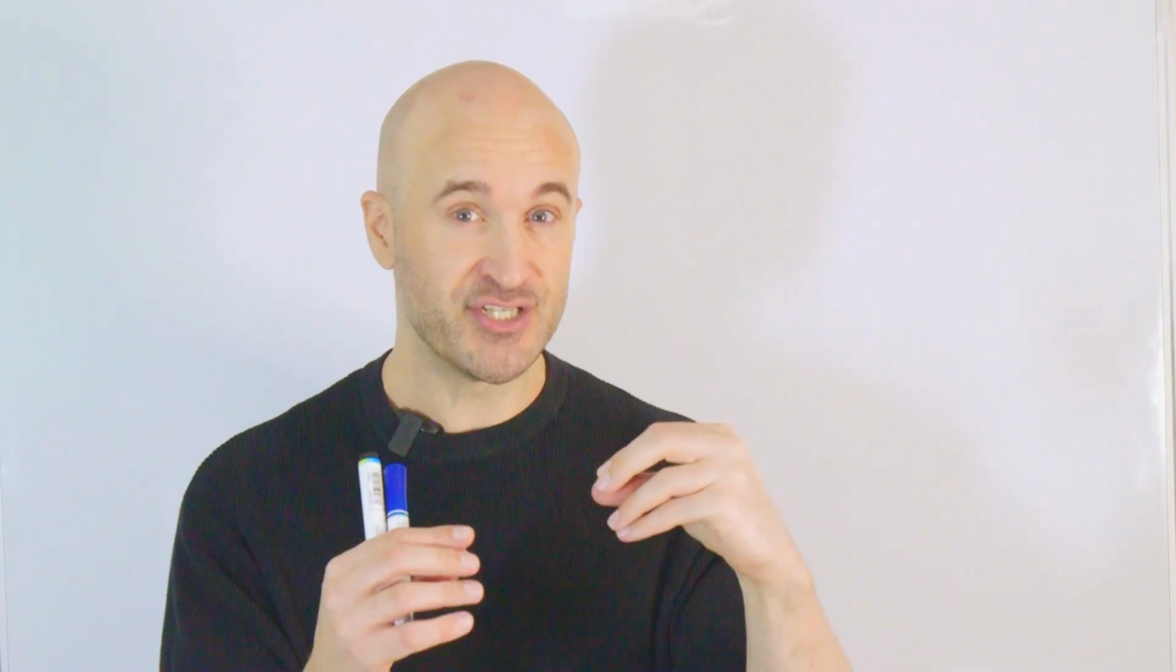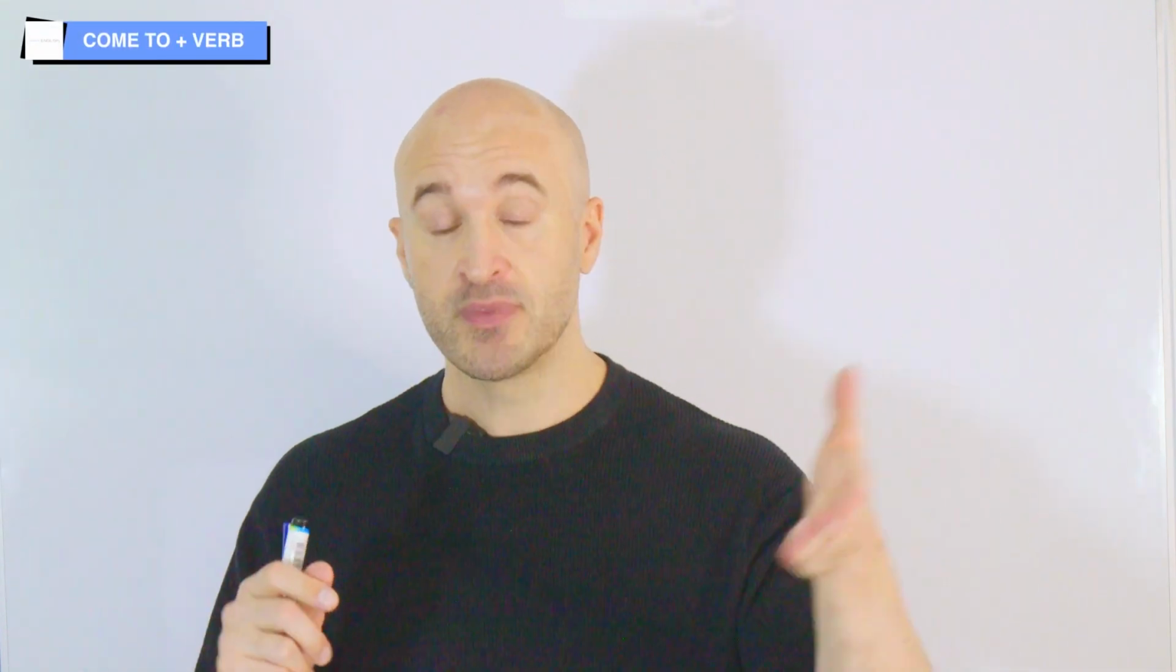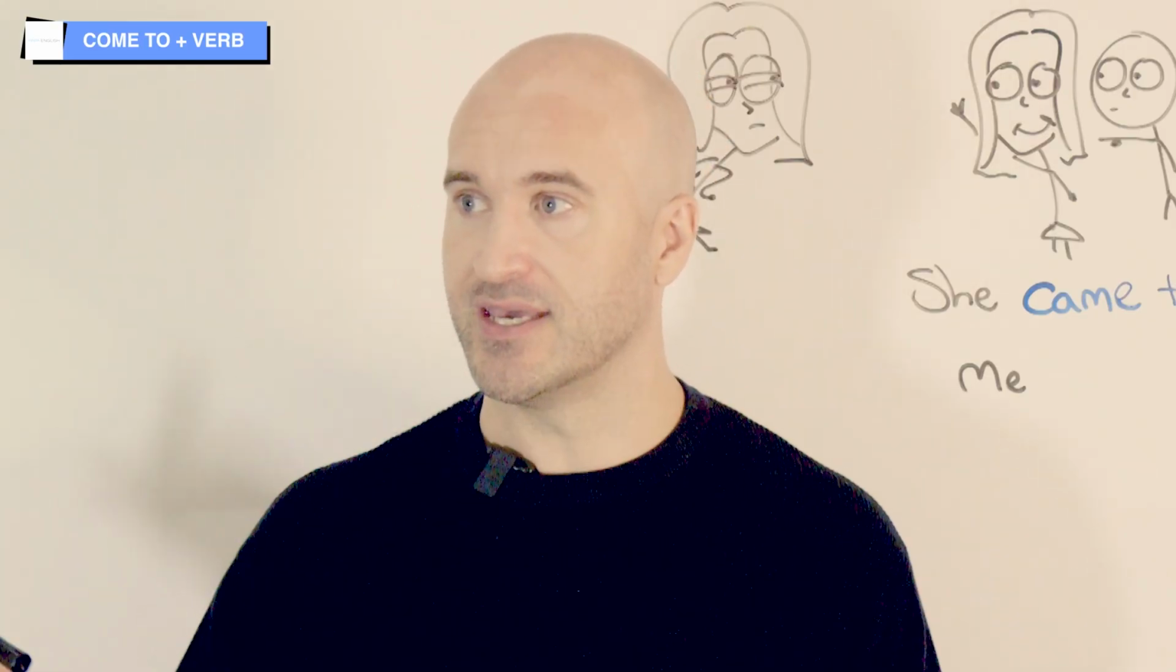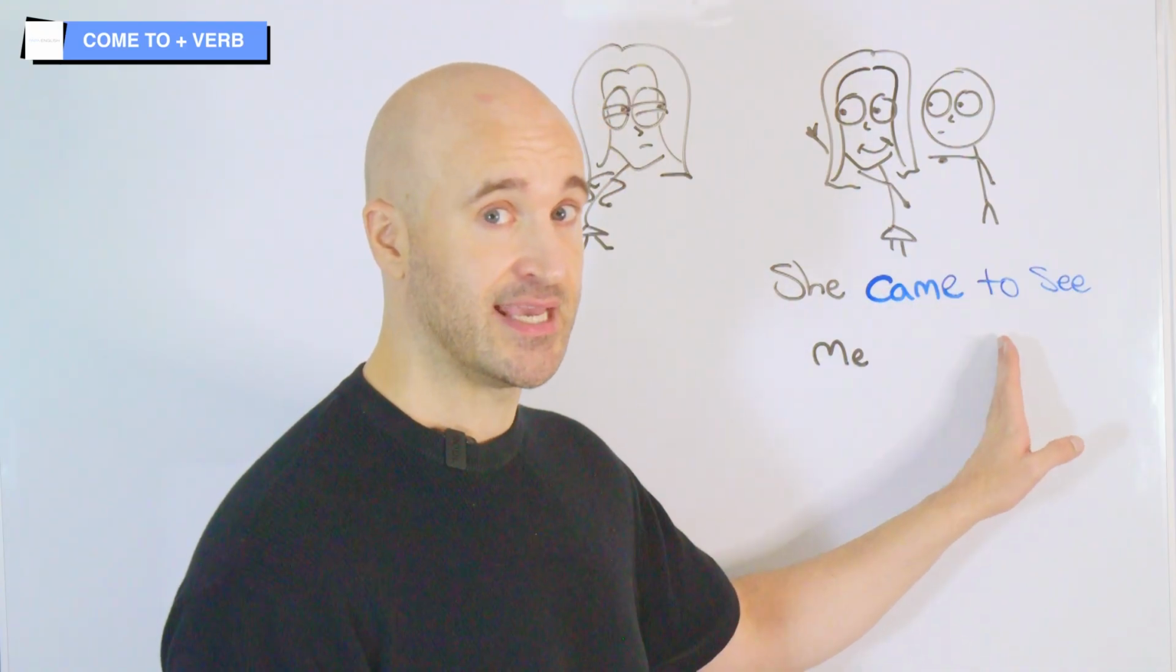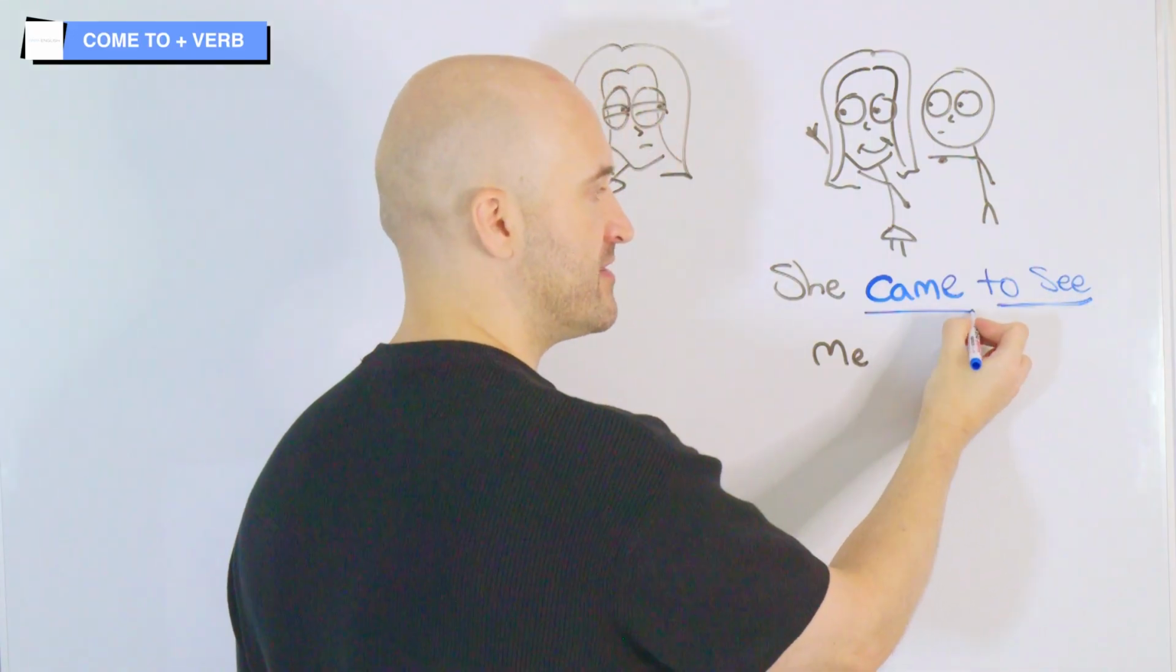But this isn't the only verb to verb combination which has more than one meaning. For example, "come to" plus verb. You already know the obvious meaning. "Yeah, she came to see me." Why did she come? To see me. This is the purpose for this.